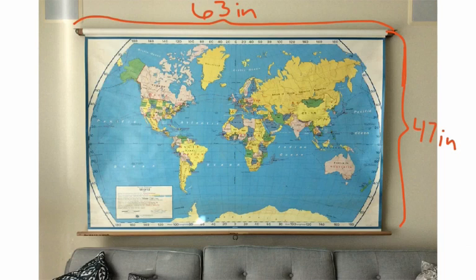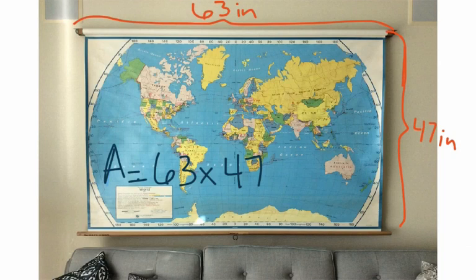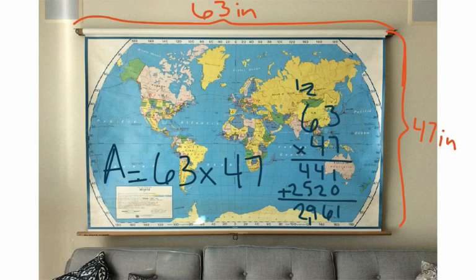I also took a picture of this map, and I know it is 63 inches by 47 inches. So I'm going to multiply 63, that's my length, times my width, to find the area. I need to multiply 63 times 47. I'm going to pause this so you guys can also multiply and practice your multiplication. If I multiply 63 times 47, I would get 2,961.